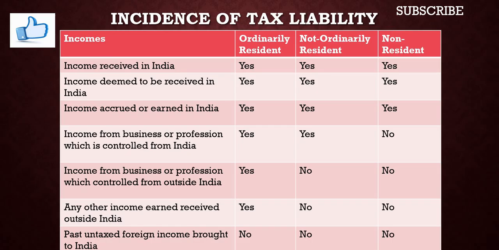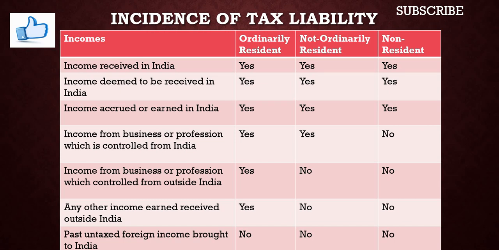So this table provides the incidence of the tax liability of the assessee. Any income which is received in India, as we have already discussed, is taxable in all the three cases. Income deemed to be received in India is also taxable under all the residential statuses. Then income accrued or earned in India is also taxable in the hands of all the residential statuses.